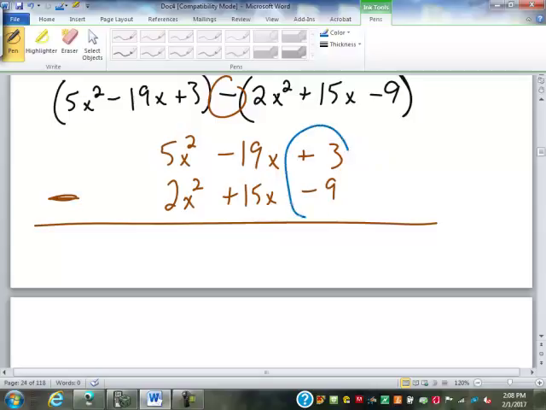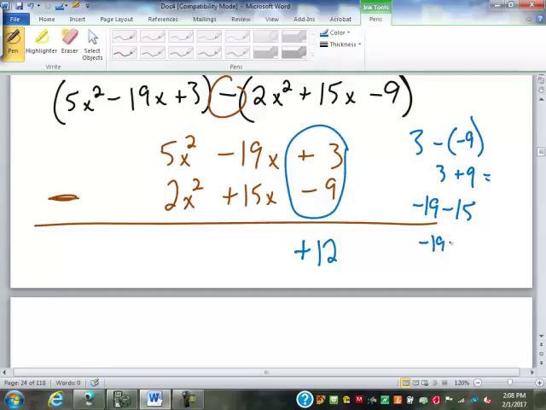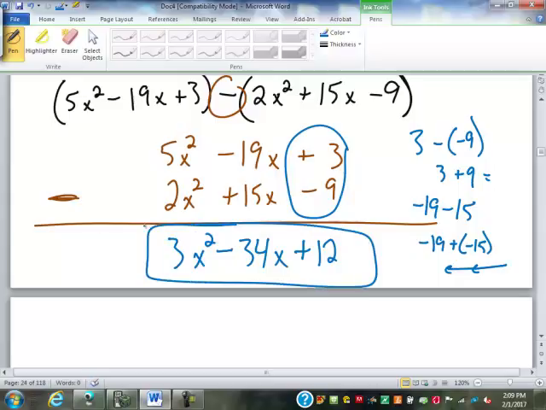So careful with these. 3 minus a negative 9 becomes 3 plus 9, or? Positive 12, good. Negative 19 minus 15 becomes negative 19 plus a negative 15. Negative 19 and negative 15 make? Negative 34, good. And that's still x. And 5 minus 2 is 3x squared. Perfect.